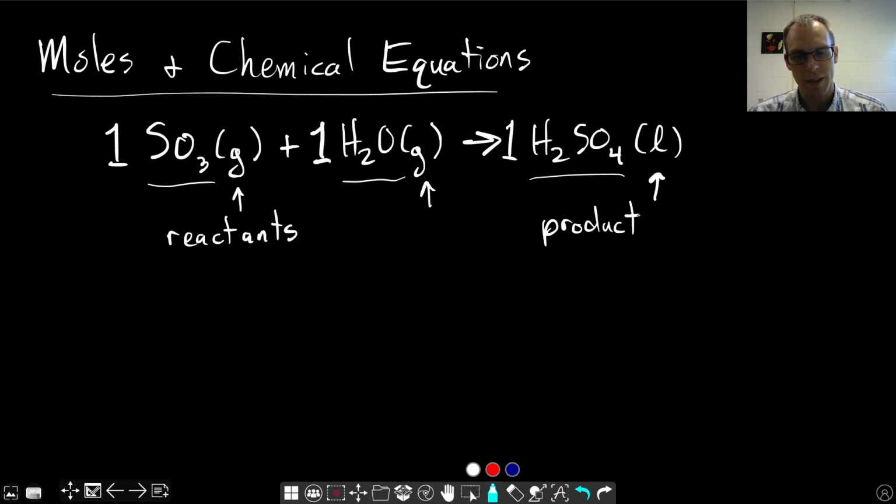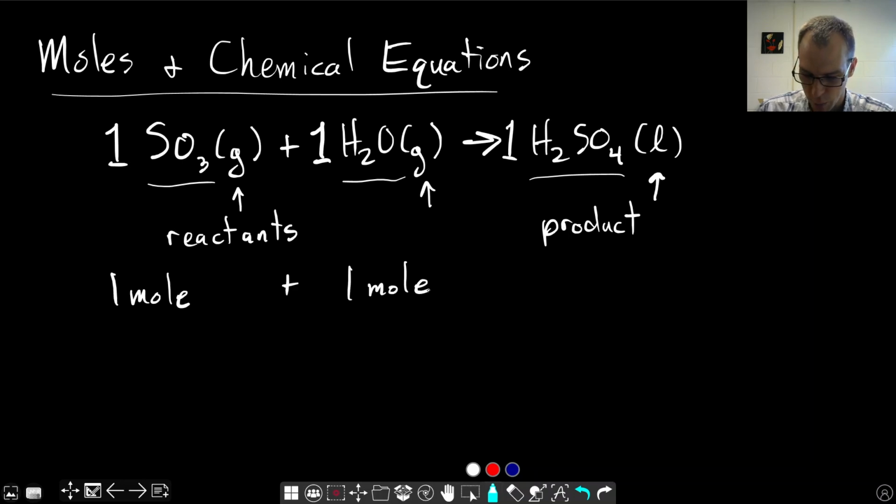Another way we can think about this is, if we had a whole mole of SO3, we could say that one mole of SO3, rather than one molecule, will react with a whole mole of water to form one mole of sulfuric acid, right? And really what this is telling us is how many particles, what ratio do they react in? And this is what stoichiometry is all about. We could scale this however we want. There's nothing that says we have to limit ourselves to 1 mole.